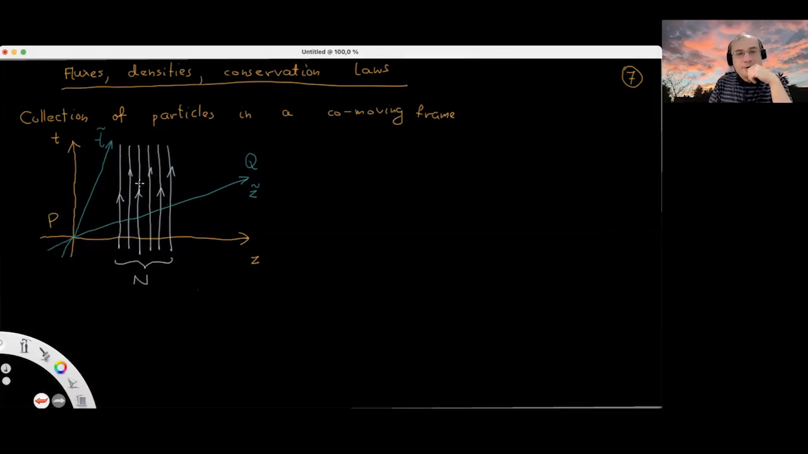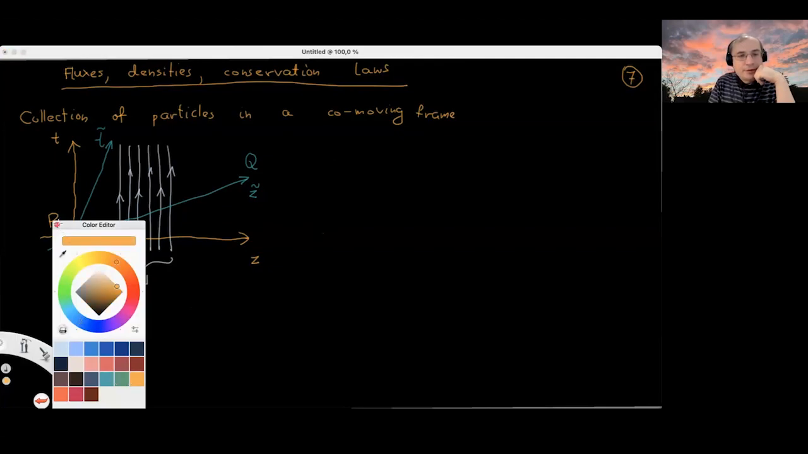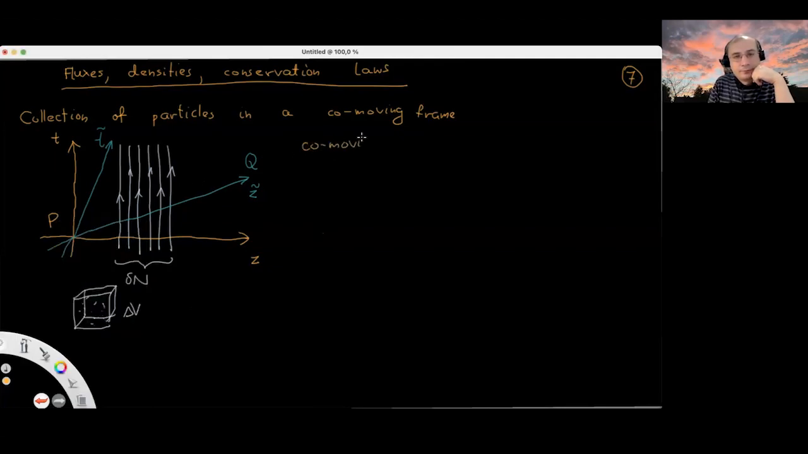And I have drawn this in 2D, but you should understand that this is happening in 3D. They're all confined to a box. If you look at that in 3D projection, they're all confined to a box of volume delta V. Let's call the number of particles delta N. And in that case, we can define the comoving density of particles as simply the density as observed in the frame P, which is comoving with the particles. So that will be N0 equal to delta N divided by the volume.